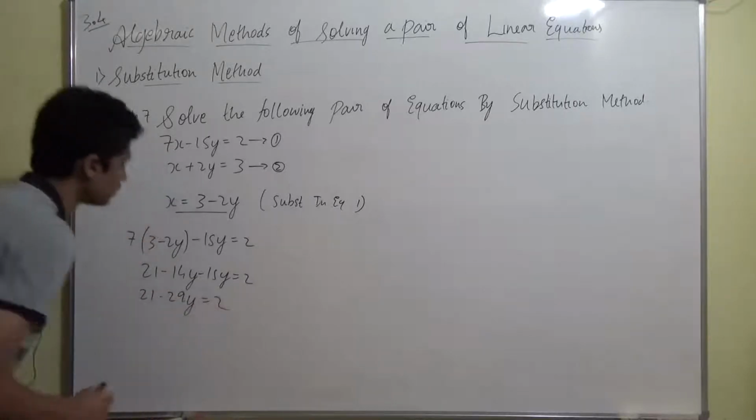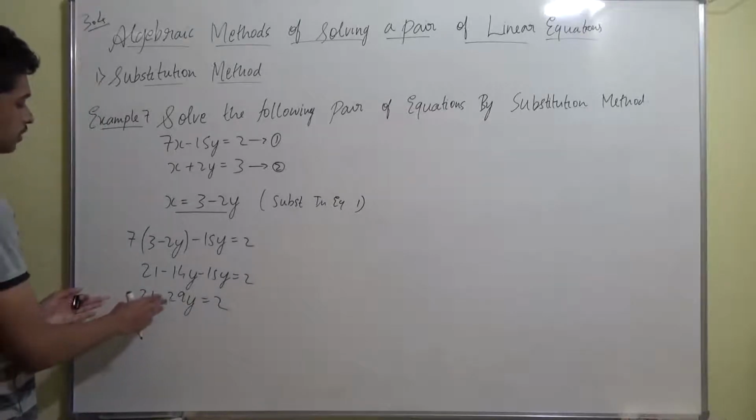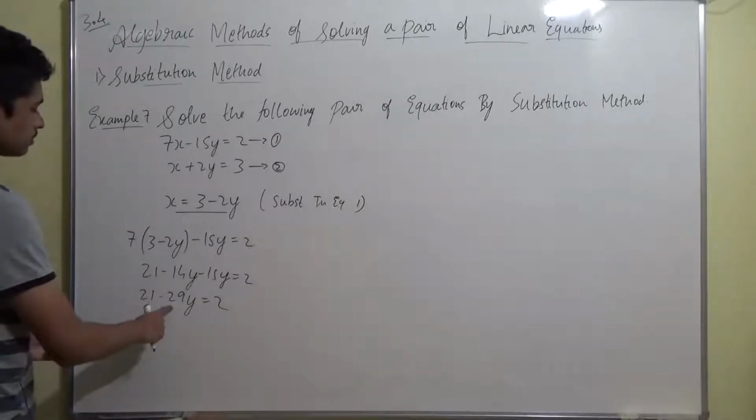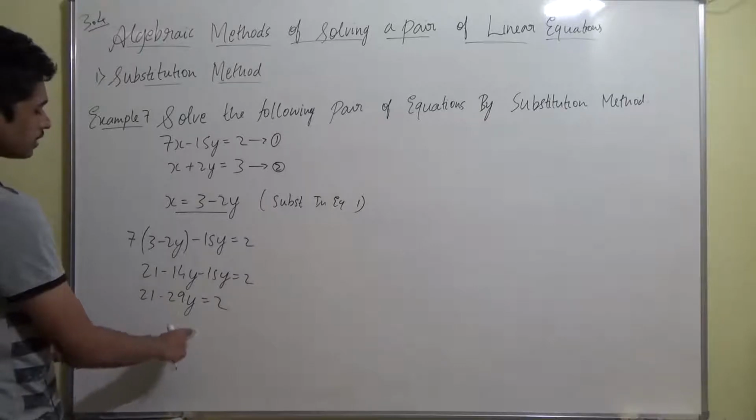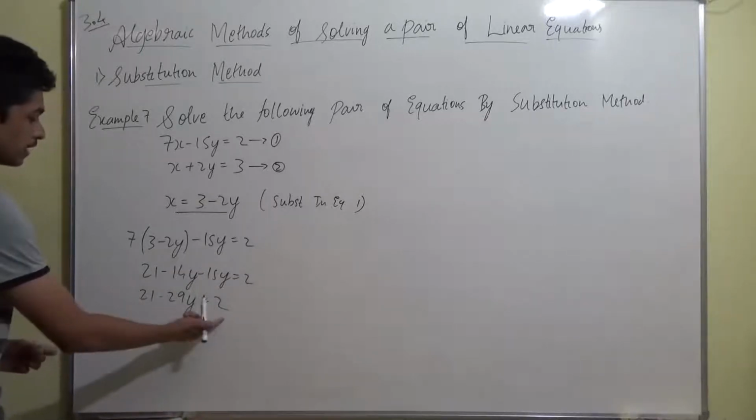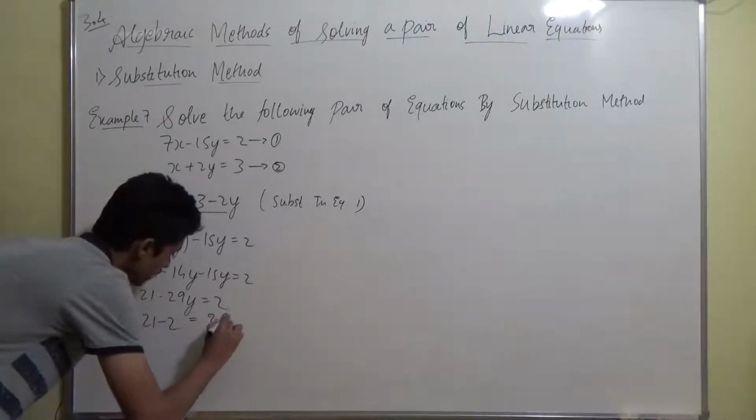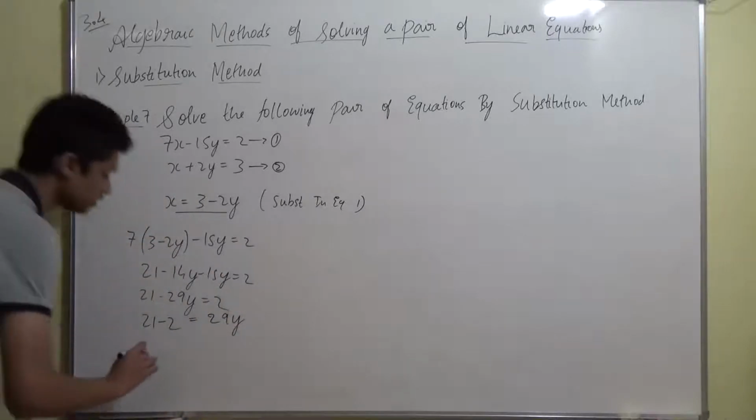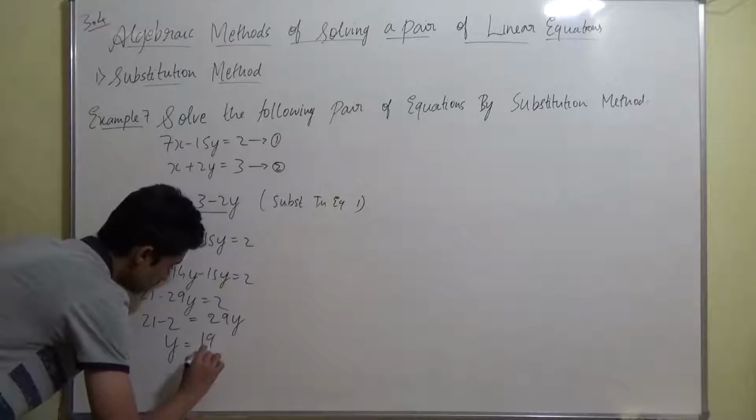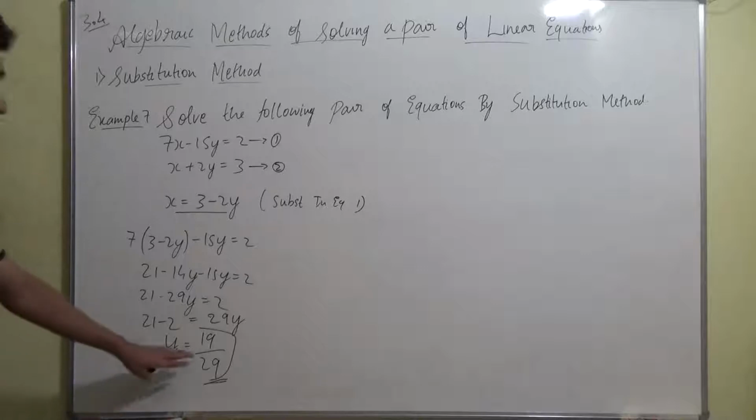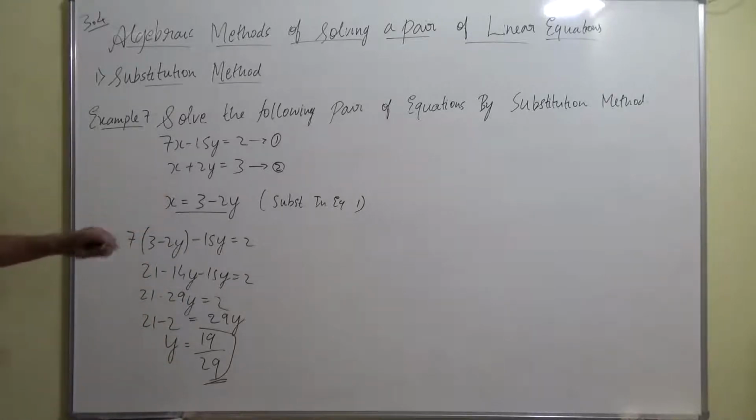Now let's keep all the terms of y one side and all the number terms the other side. So let's take 29y the other side, it becomes plus 29y, right? We'll take the 2 towards the left, it becomes 21 minus 2 equal to 29y, right? So the value of y is going to be equal to 19 by 29, correct? Now if you put this value in any of these two equations, you will get the value of x. Let's do it guys.